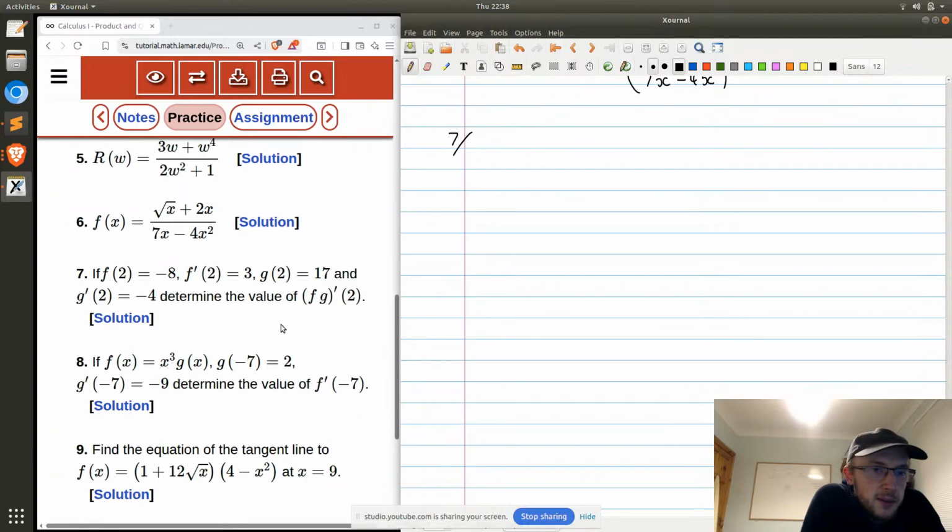So, in problem 7, now we must think a little bit less mechanical. If f of 2 is negative 8 and f prime of 2 is 3 and g of 2 is 17 and g prime of 2 is negative 4, determine the value of (fg) prime of 2.